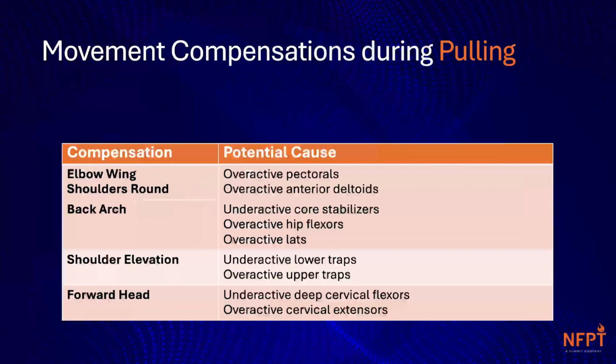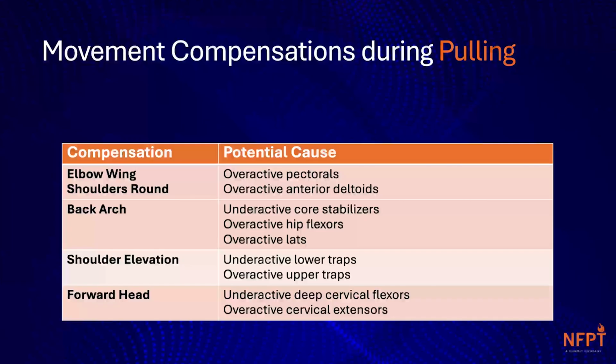All right, let's jump into movement compensations during pulling. The first compensation you might see is the elbows winging out, for example during a seated row. The elbows might wing out a little bit, and as that happens, your shoulders may also round forward a bit. That's really common with clients. And what we know is happening is it's very likely that they have overactive pectorals and overactive anterior deltoids.